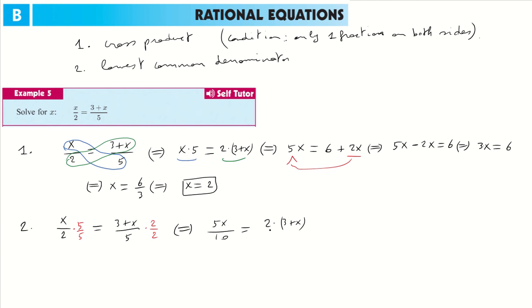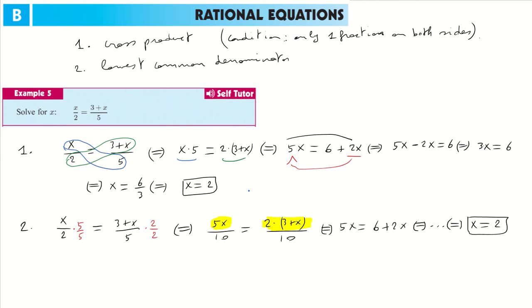Then we just focus on the numerators. We equate them to each other. So we get 5x is equal to 2 times 3, which is 6, plus 2 times x, which is 2x. And then we just solve it like we did here, till we get an expression for x, and x should be equal to 2.